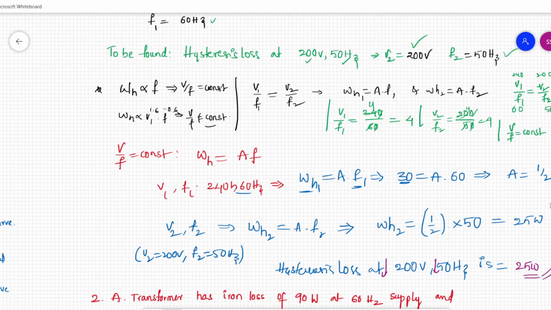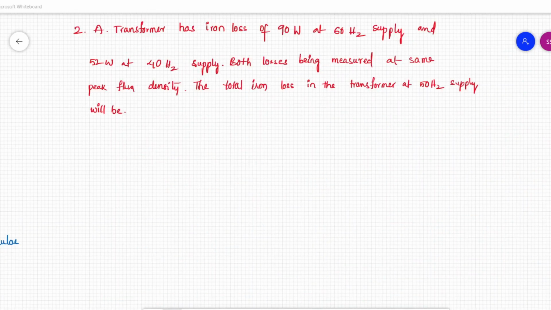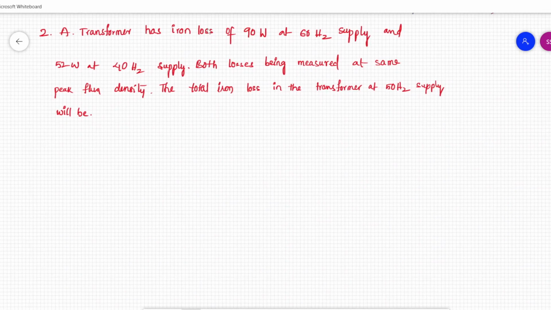Now let us take the second one. Here is our second problem. Let us try to understand it. We have a transformer having iron loss of 90 watts at 60 Hz frequency of supply and 52 watts at 40 Hz frequency of supply. Both losses are measured at the same peak flux density. The iron loss in the transformer at 50 Hz supply will be? So what is the question here? Here it is, written on the given data.